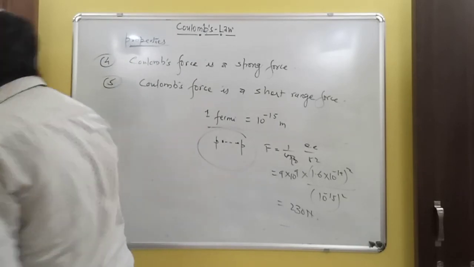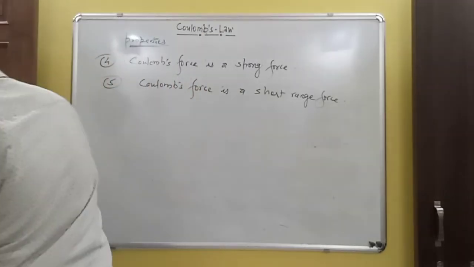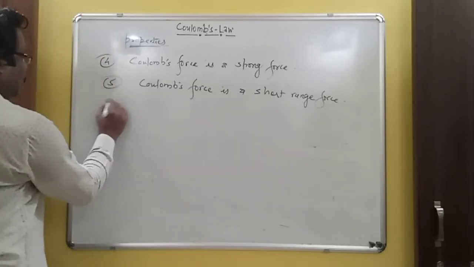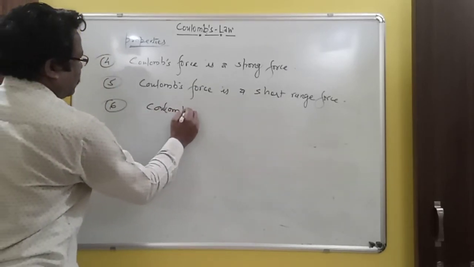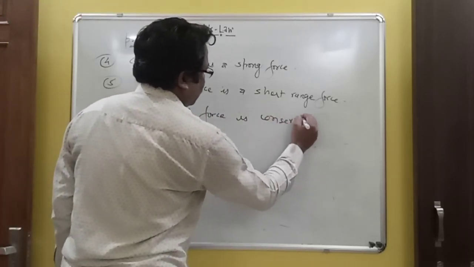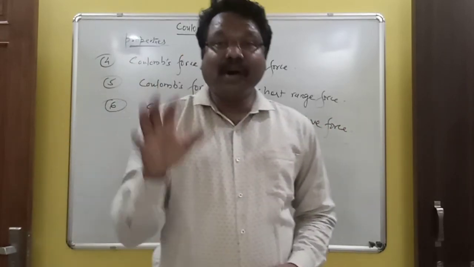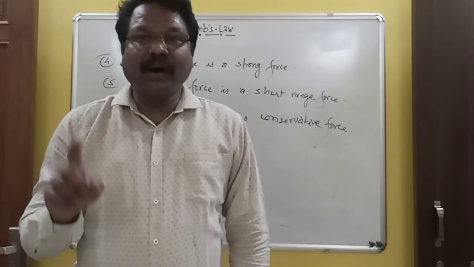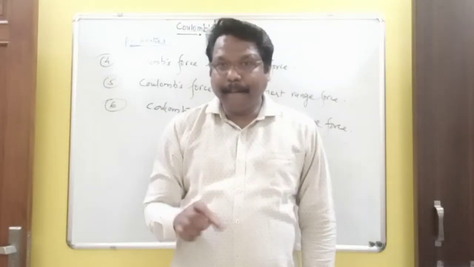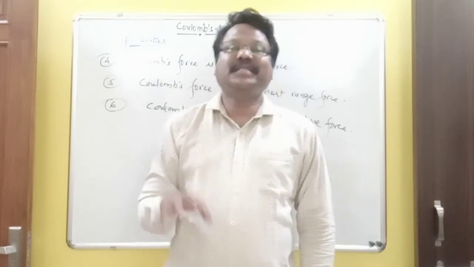Now next property. Coulomb force is a conservative force. याद रहेगा? Next property is what? Coulomb force is a conservative force. Conservative force, when work done by a force or work done against the force, it does not depend upon the path followed. Okay, when work done by the force or work done against the force does not depend upon the path, then such a force is called what?